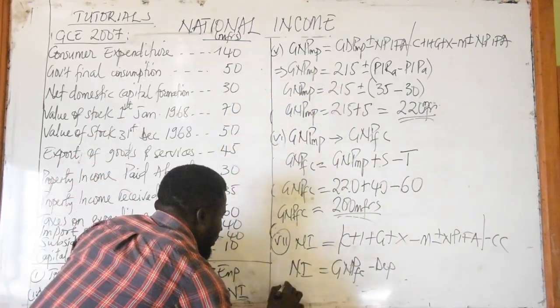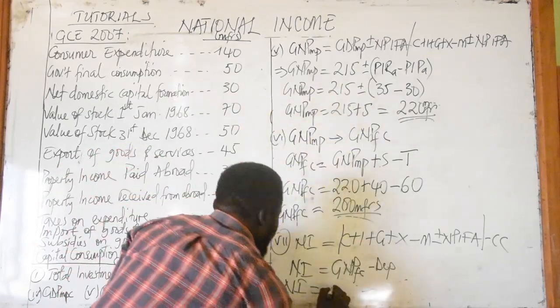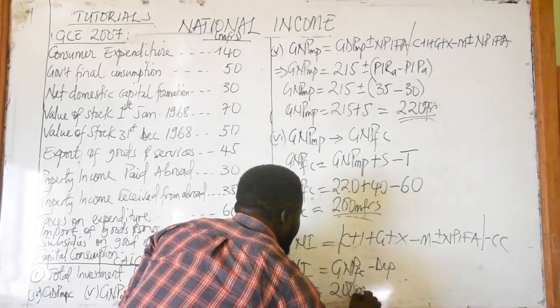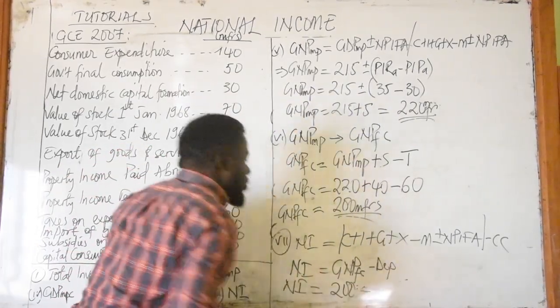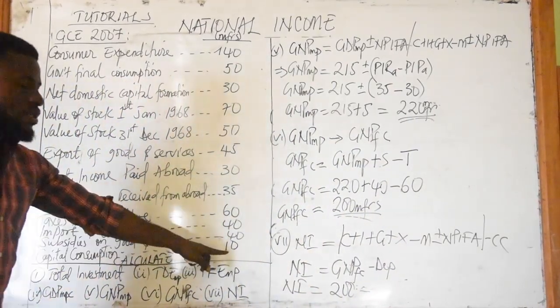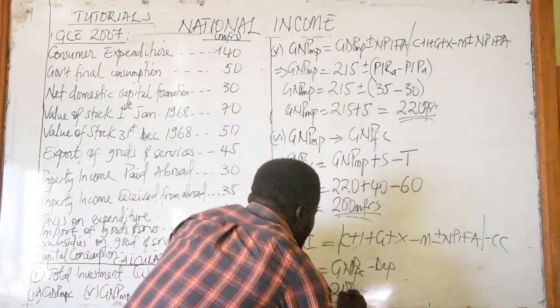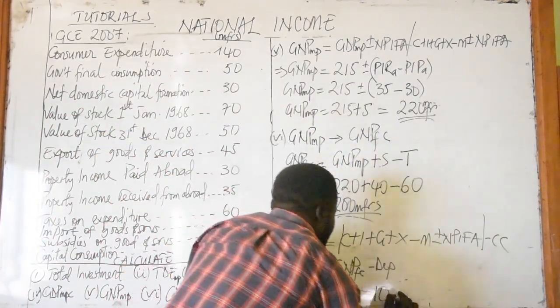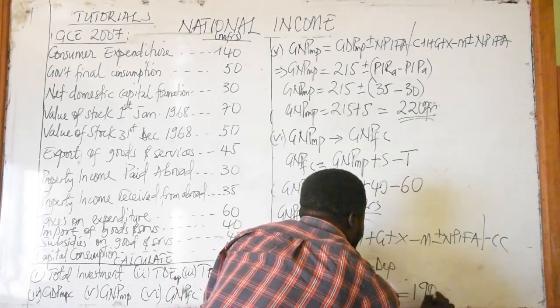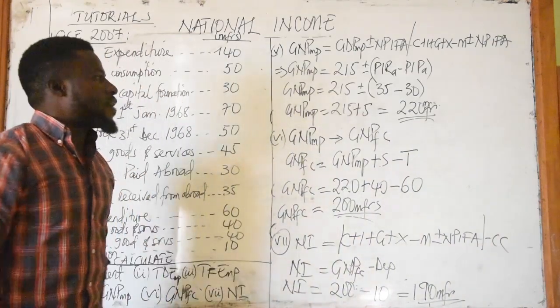And that is simple. National income here will be equal to GNP at factor cost, which is 200 million. Then we subtract depreciation. They told us that our capital consumption was 10. Depreciation is the same as capital consumption. So 200 minus 10 gives us 190 million francs CFP. That is our final answer for national income.